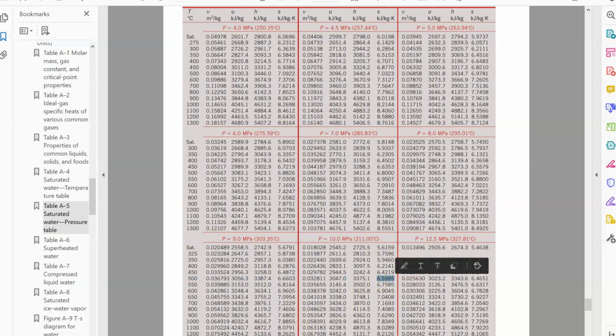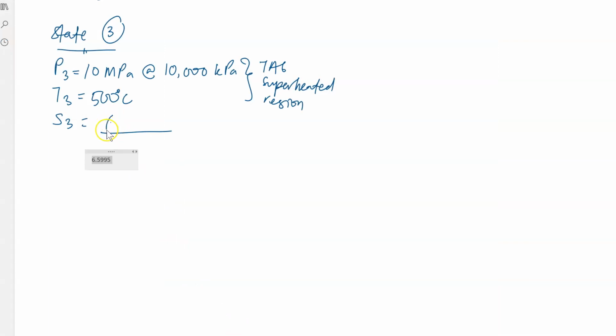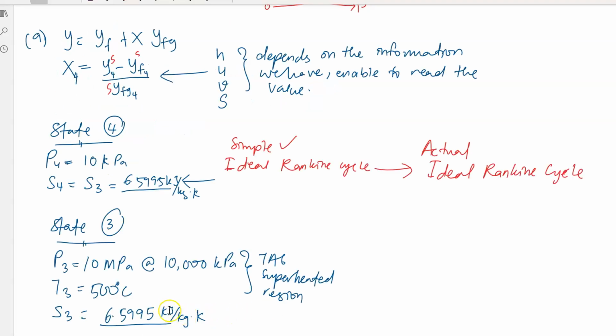So you copy that, 6.5995, and please do not forget to jot down the unit. Okay, unit is very critical for engineers, right? Right, so now that we have gained the value of S3, we can put the value into here. So your S4 now has the value S equal to S3. And remember, the objective is for you to get the quality X, right? So we rearrange the value here.